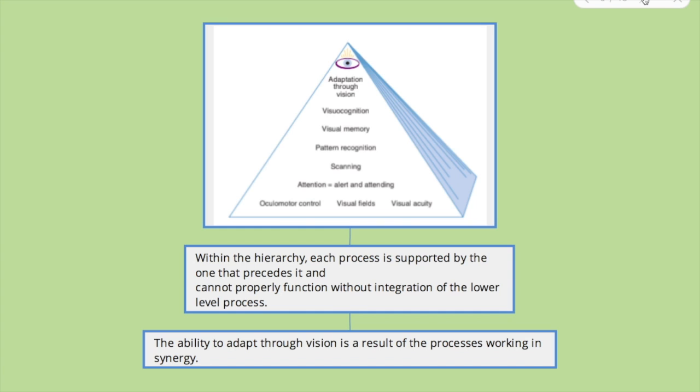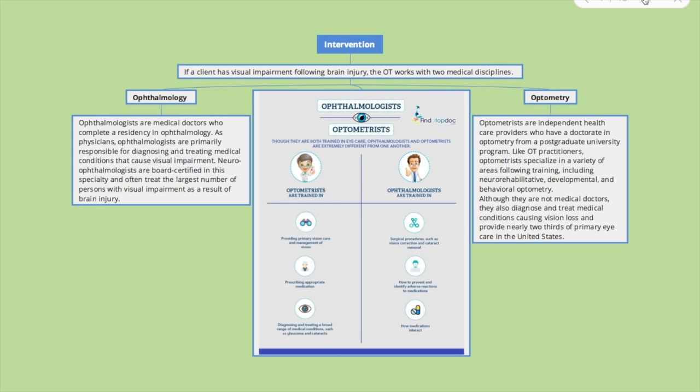Within the hierarchy, each process is supported by the one that precedes it, and it cannot properly function without integration of the lower level process. The ability to adapt through vision is the result of processes working in synergy. Within intervention, if a client has visual impairments following brain injury, the OT works with two medical disciplines.